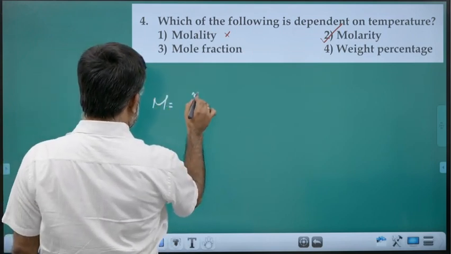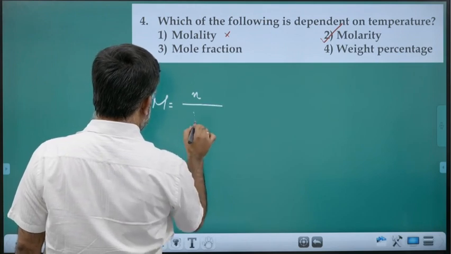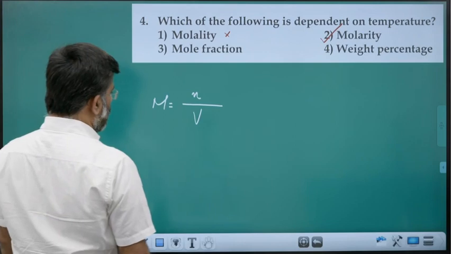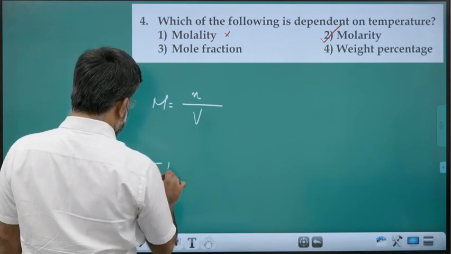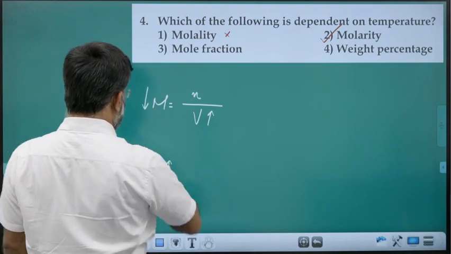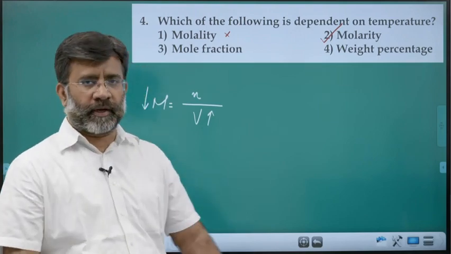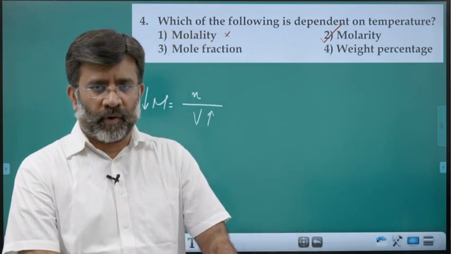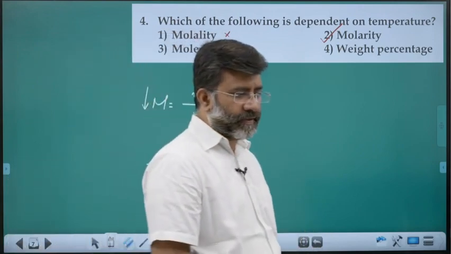Molarity is equal to the number of moles divided by the volume in liters. As the temperature increases, volume increases, so molarity decreases. That is the usual scenario. When the temperature increases, usually we can say molarity decreases. Is it clear?